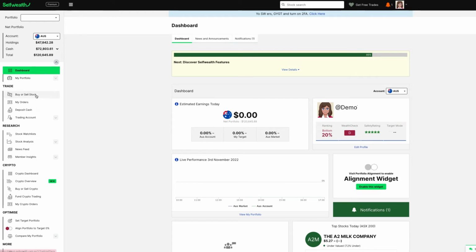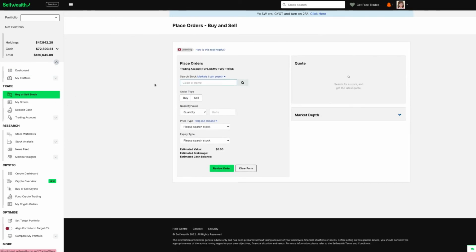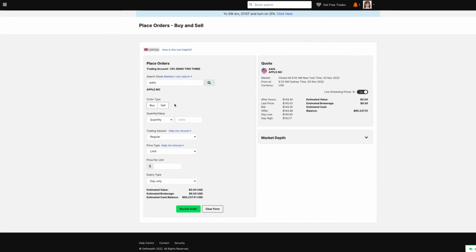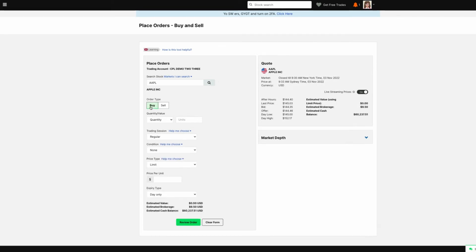First, click Buy or Sell Stock. Then, type in the name or ticker code of the US stock you want to trade and choose whether you want to buy or sell shares. In this example, I'll be buying some Apple shares. Next, select the number or total value of shares that you want to buy as you normally would. We can select our trading session. By default, regular will be selected, so we will need to select pre-market plus regular.